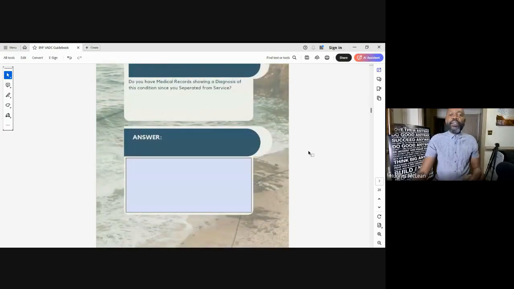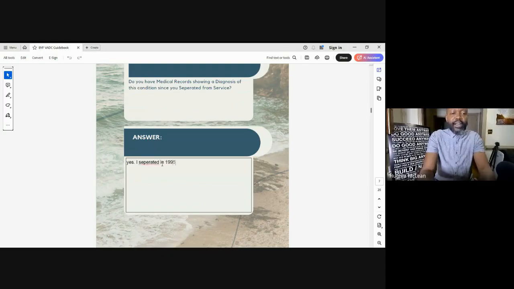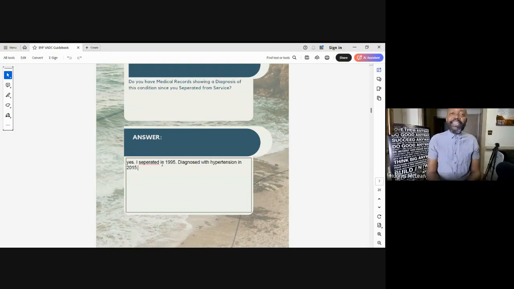Third question. Do you have medical records showing a diagnosis of this condition since you separated from the service? This is a situation where we have an older veteran separated in 1995. It's now 2020 and he's filing this claim 25 years after separation. So do we have medical records showing a diagnosis of this condition? I separated in 1995 and got the diagnosis of hypertension in 2015, 20 years later.